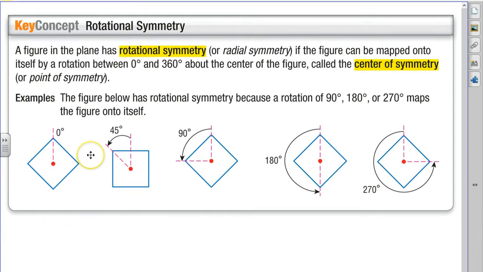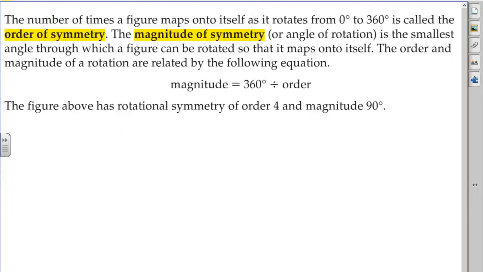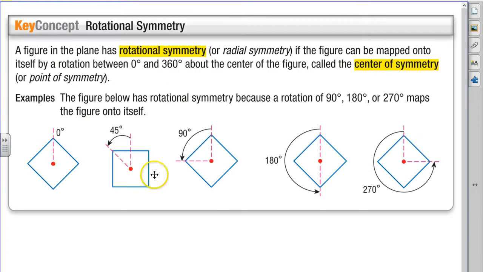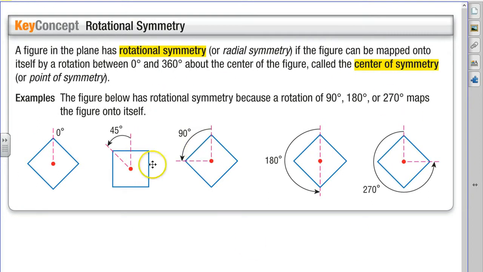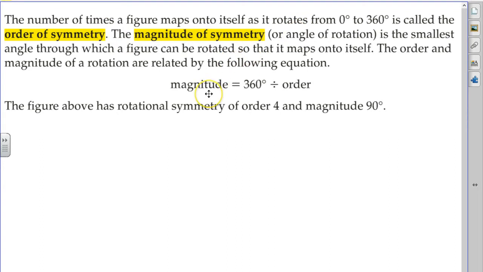Now there is a little formula for this, and this is something else we have to do. It's called order, and the order of symmetry tells you what angle you need. In fact, if I go back to the drawing here, I knew it was 90 degrees. That is called the magnitude, which is the angle of rotation. That's the smallest angle that would give us the same figure. So we have an order, which is how many times it repeats itself, and then we have magnitude, which is what angle makes it repeat itself, and the smallest angle specifically.